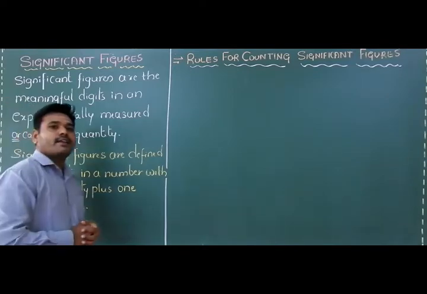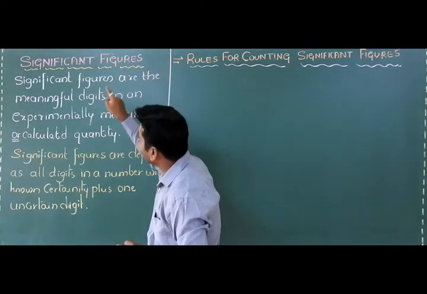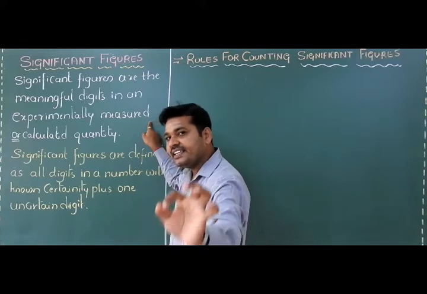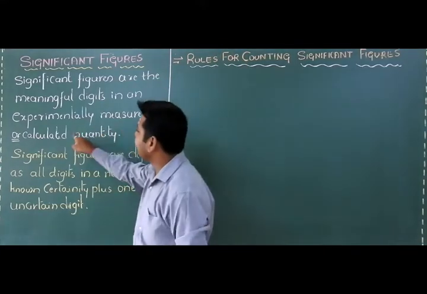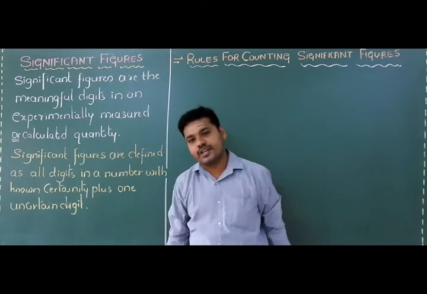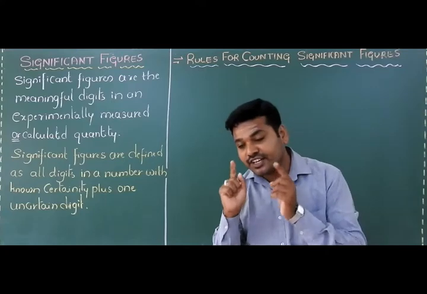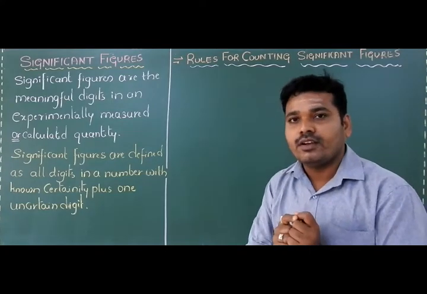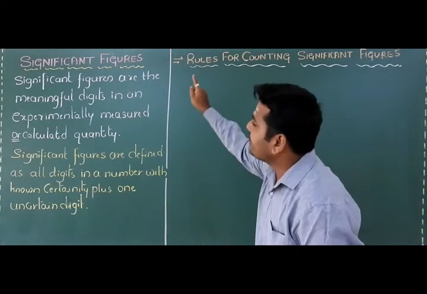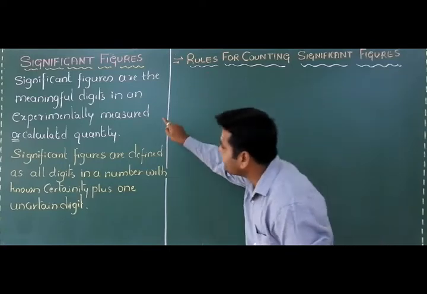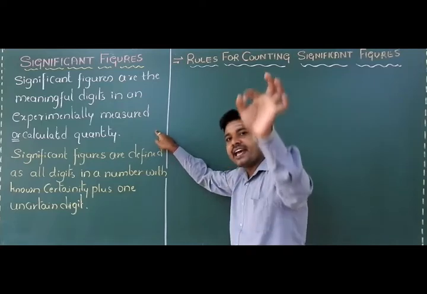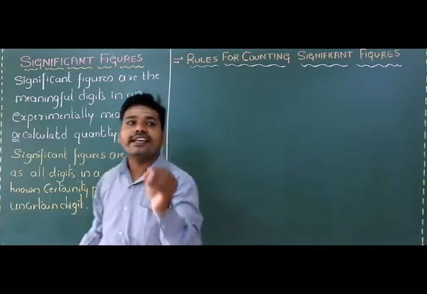Significant figures are the meaningful digits in an experimentally measured, experimentally determined, or experimentally calculated quantity. That itself we call a significant figure, students. Listen to the definition of a significant figure, it's a very important point. The significant figures are the meaningful digits in an experimentally measured, determined, or calculated quantity.